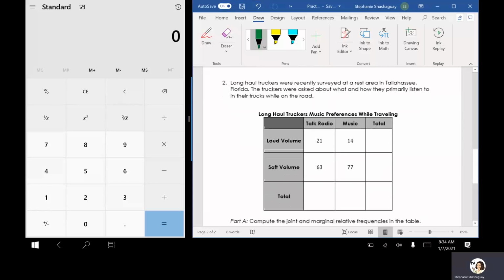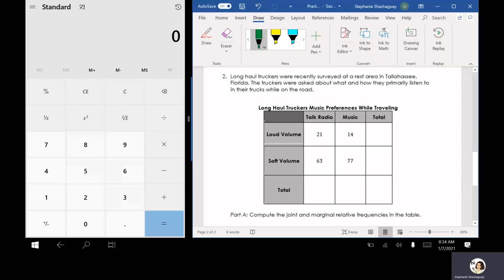Okay, so it says long-haul truckers were recently surveyed at a rest area in Tallahassee, Florida. The truckers were asked about what and how they primarily listen in their trucks while on the road. So we were given data in our two-way frequency table, but only a portion of the data. Part A says compute the joint and marginal relative frequencies in the table. Well, we can't compute those until we have all of the totals figured out. So we have to fill in all the boxes first.